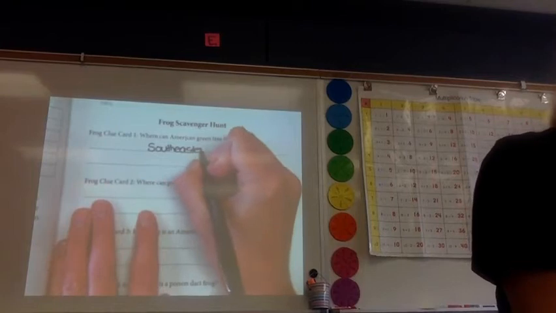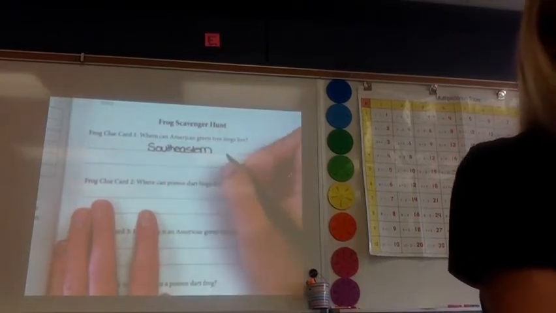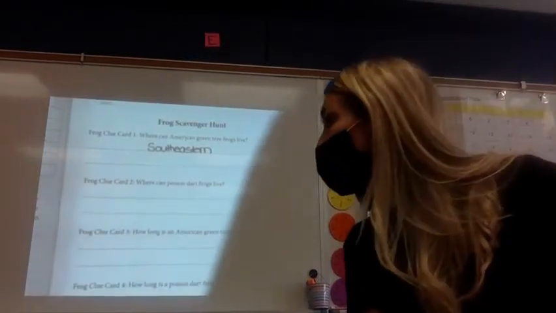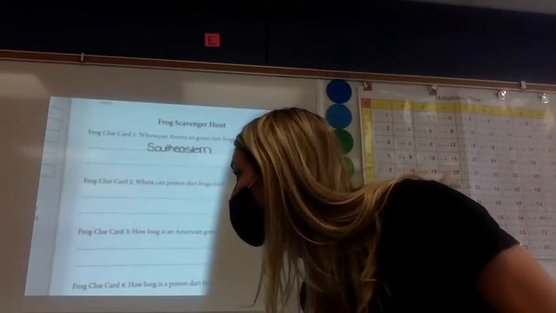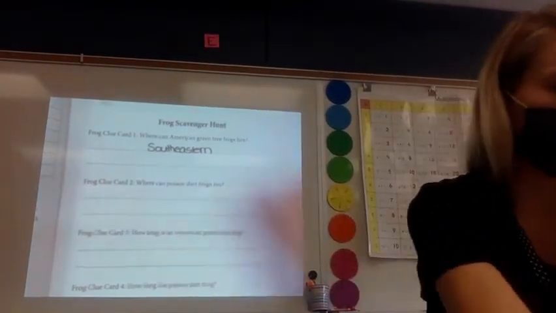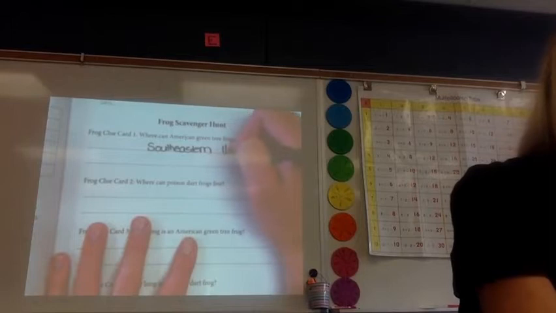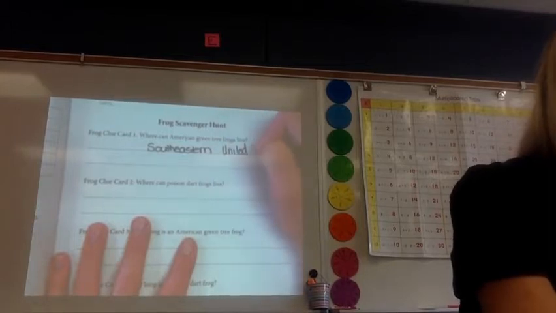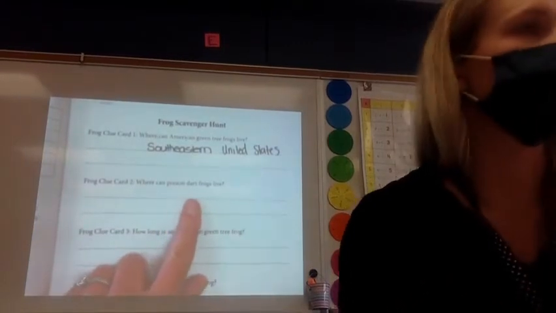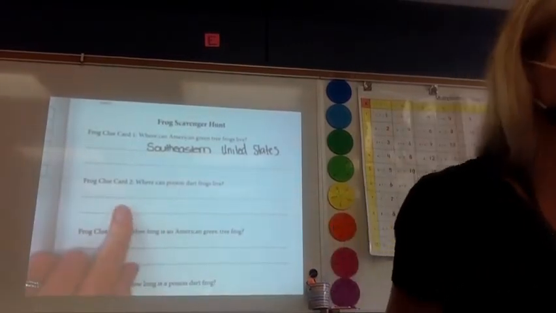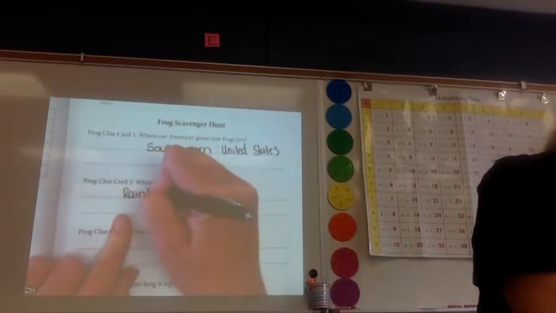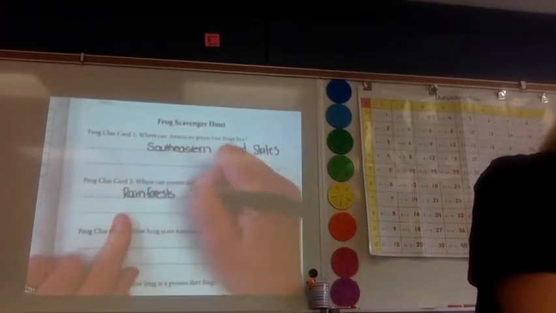Southwestern. No, it's just southern. No, it's southwestern. Where was it? Right here. Southwestern. That's poison dart. Southeastern United States. Where can poison dart frogs live? Rainforest in South America. Okay, rainforests and South America.